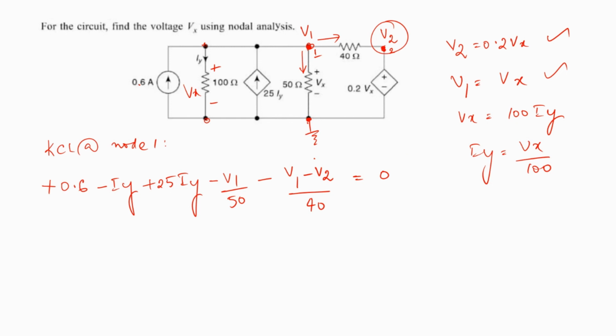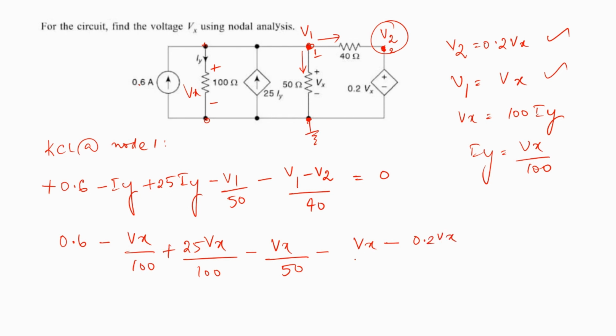We can now replace these values in this equation. So what do we get? 0.6 minus Vx by 100 plus 25 Vx by 100 minus Vx by 50 minus (Vx minus 0.2 Vx) by 40 is equal to 0. So this equation is now just having one unknown, which is Vx. And therefore, if we solve this equation for Vx, the value of Vx can be obtained as minus 3 volts.